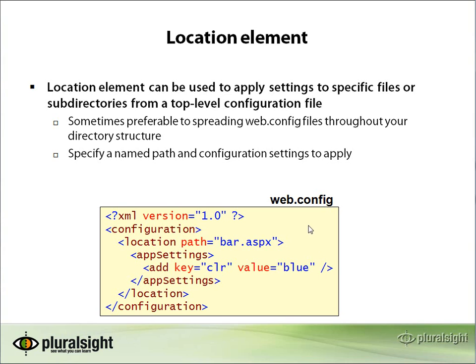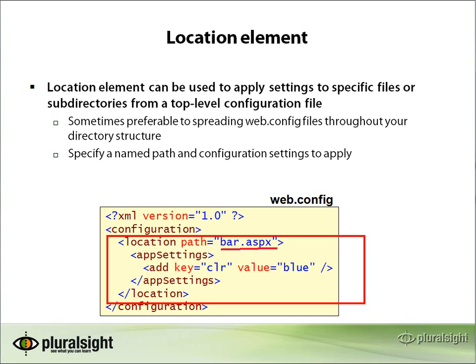So an alternative to placing configuration files in subdirectories is to use this configuration location element, as you see in the example here. And location lets you do a couple things. One is you can just specify the subdirectory as a location in your root config file, and then set a bunch of configuration settings within that location element. Or you can use this to apply just to a single file, as we're doing in the slide here, so that these settings only apply to that one endpoint and not to an entire subdirectory.